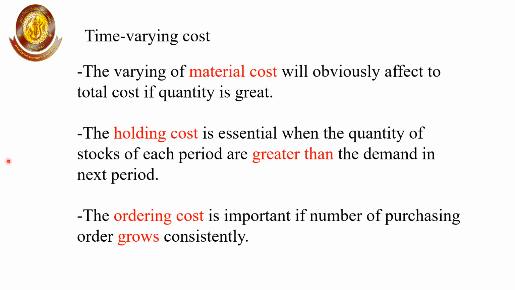The study is interested in time varying costs. The varying of material costs will obviously affect the total cost if the quantity is great. The holding cost is essential when the quantity of the stocks of each period is greater than the demand in the next period. The ordering cost is important if the number of purchasing orders grows consistently.